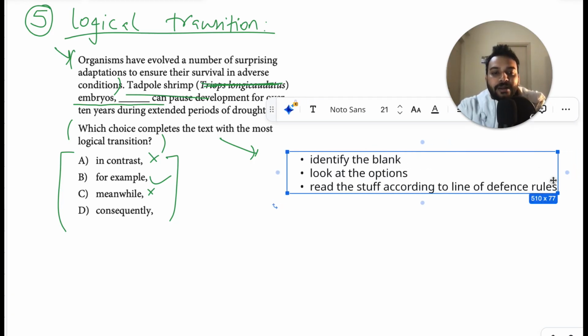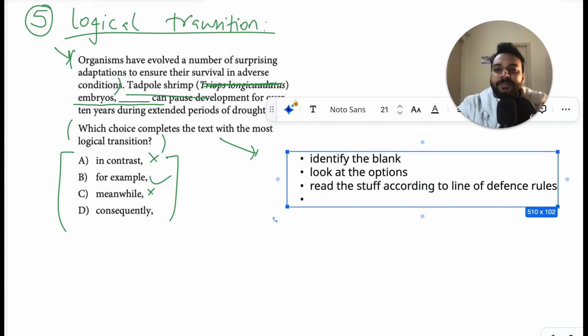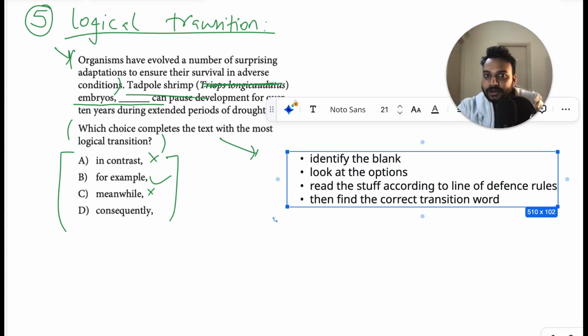Second line of defense will come afterwards, but in these questions, usually you would just need to read the complete thing because it does not take much time either. Then find the correct transition word. So when we do a detailed video on the logical transition question types, I'll give you a series of different rules, like for the different cases. For example, these four. In contrast, for example, meanwhile, consequently, I'll tell you the use of these.